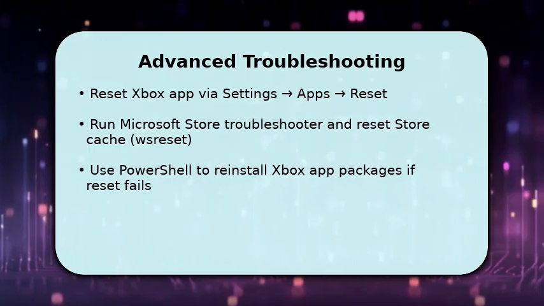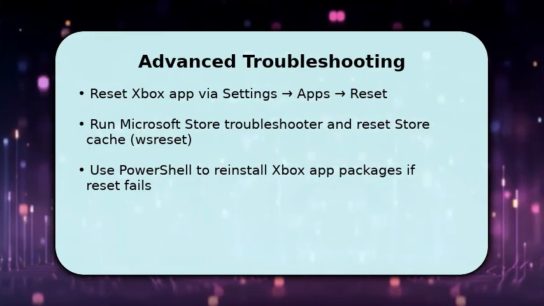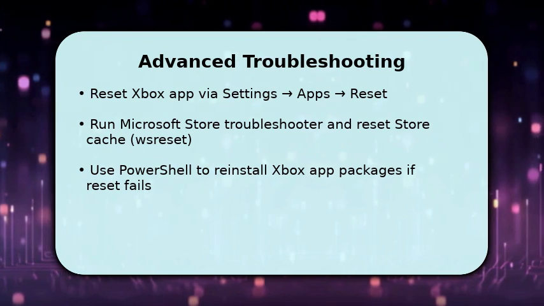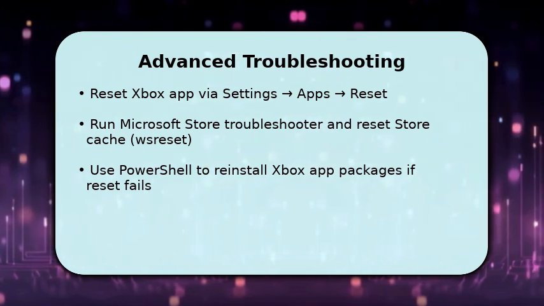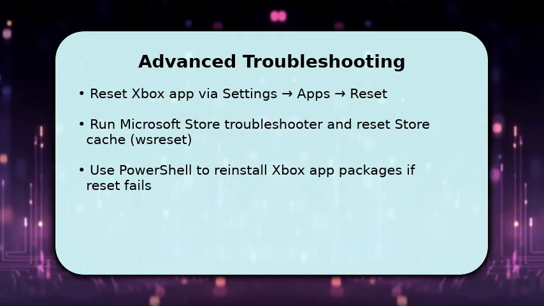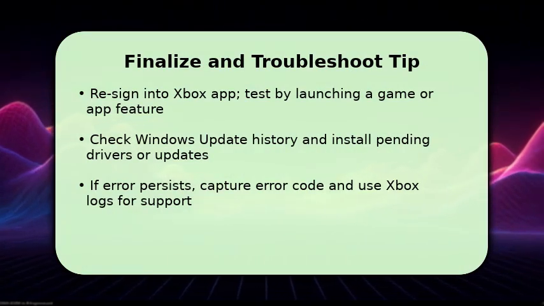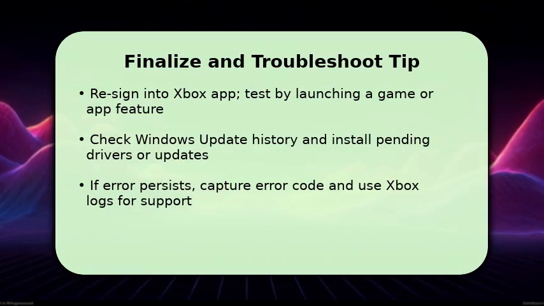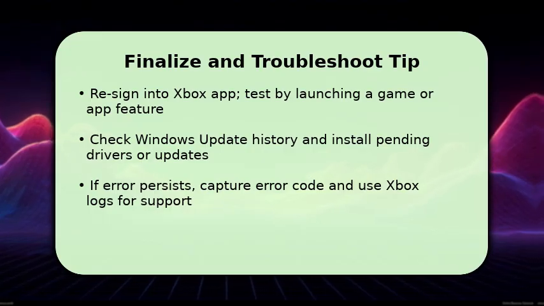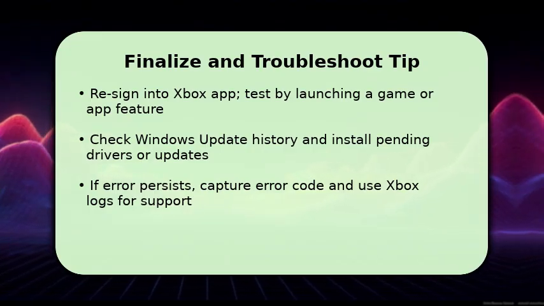While doing that, make sure Windows Update is current and temporarily disable startup apps that might interfere with network or installer processes. Finish by signing back into the Xbox app and launching a game or feature to verify the update applied correctly. Make sure Windows Update has no pending installs.